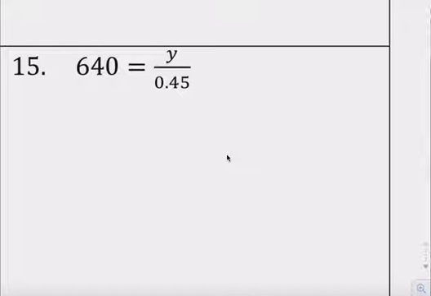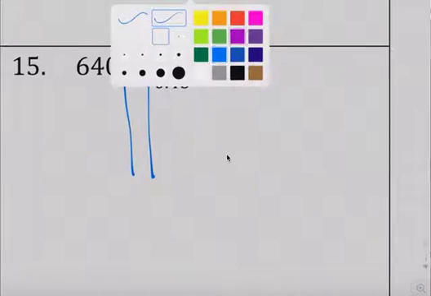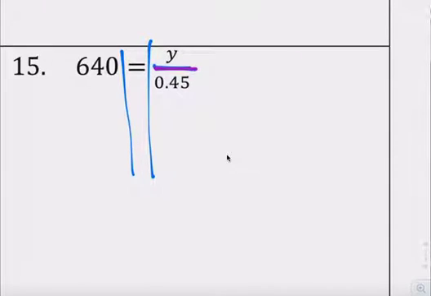When you see an equation, you always look for the variable. Wherever the variable side is, you get rid of the number on the letter side. In this case, it's divide. When you see divide, this is y divided by 0.45. You need to do the opposite operation.